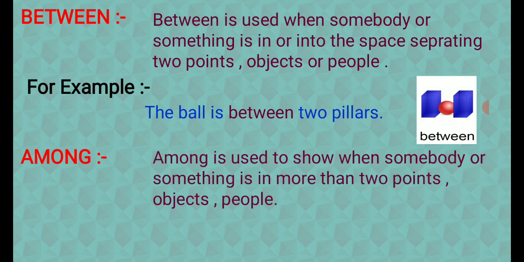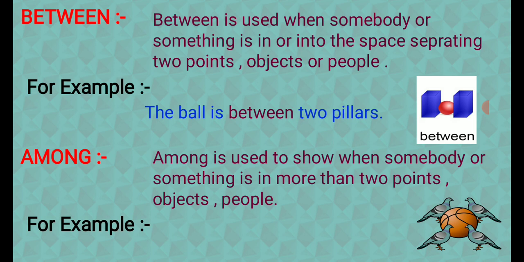Where we use among? Among is used to show when somebody or something is in more than 2 points, objects or people. It means that when they are separating two persons, two nouns, at that time we use between. But when more than 2 points, objects or people are there, we use among. So let's see the example with the picture.